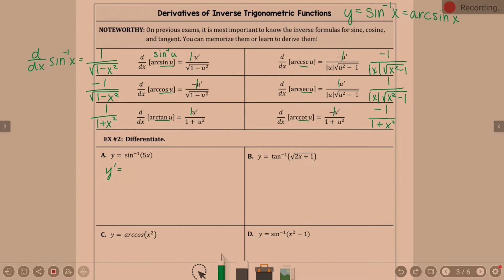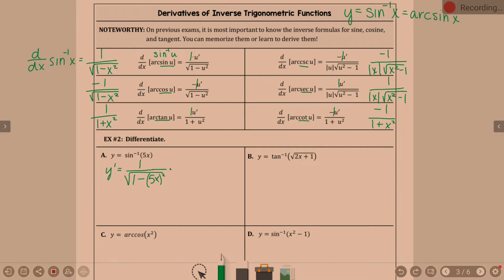Okay? Derivative of sine inverse of something. So what's the derivative of sine inverse look like? 1 over square root of 1 minus x squared. What do I mean x squared? What is your x here? 5x. So when we do the derivative of sine inverse, it's 1 over the square root of 1 minus our inside squared, right? So this time our inside was 5x, so we're squaring 5x.